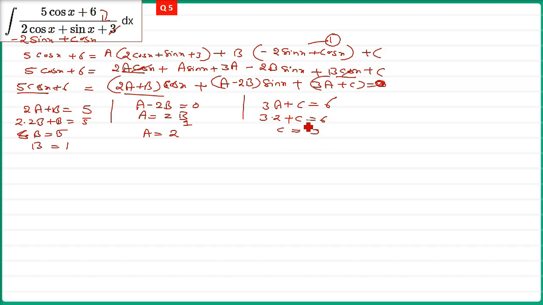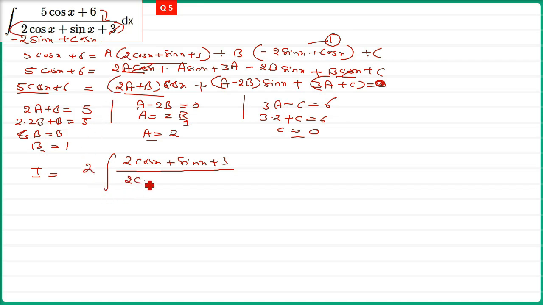As I told you, even if you add certain constants, they will come out as 0. So don't worry about how many constants we want. Now this integration will become like this: a into 2 cos x plus sin x plus 3. What is a? 2. I am writing the numerator: 2 cos x plus sin x plus 3. In the denominator, you take the denominator and place it as it is, 2 cos x plus sin x plus 3, because we have used the denominator to form the numerator, but we haven't done anything with the denominator.